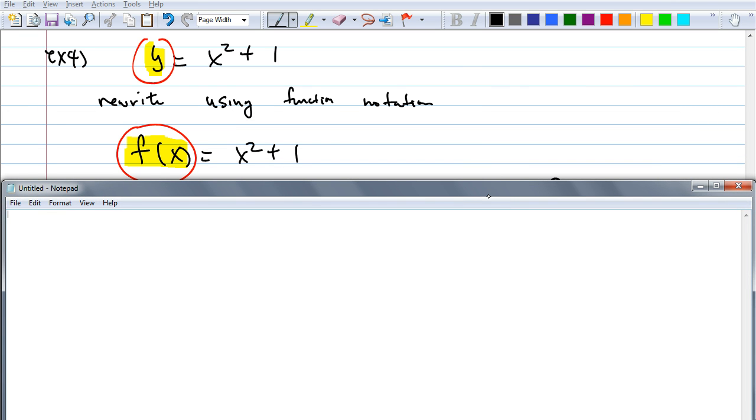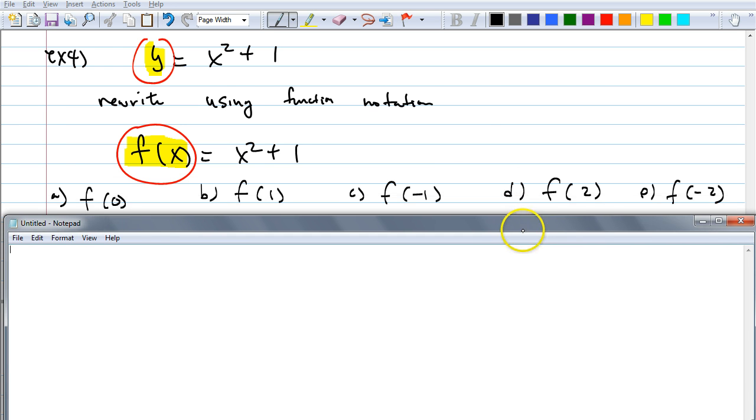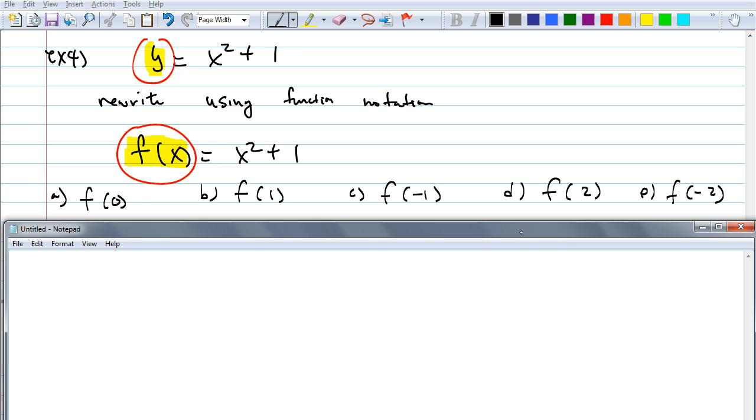Is this hard or easy? Okay, that's it. And, of course, after you do this, they're going to ask you to find f of 0, f of 1, f of negative 1, f of 2, f of negative 2. So I'll do one for you, f of 0. How do you do f of 0? Well, you plug in 0 instead of x right here. By the way, does this mean f times 0, so you get 0? No, please don't think that it's f times 0. It's notation. It's saying plug in x equals what now? 0.